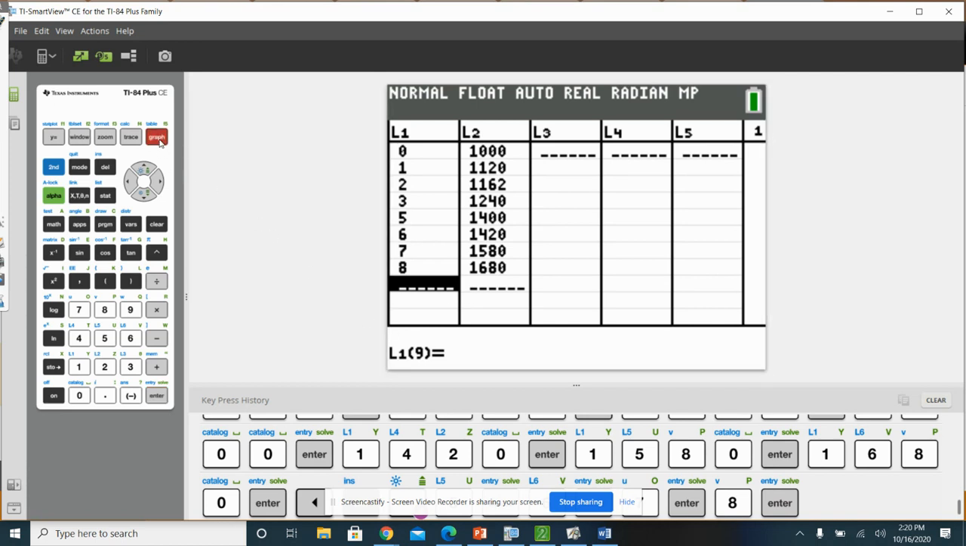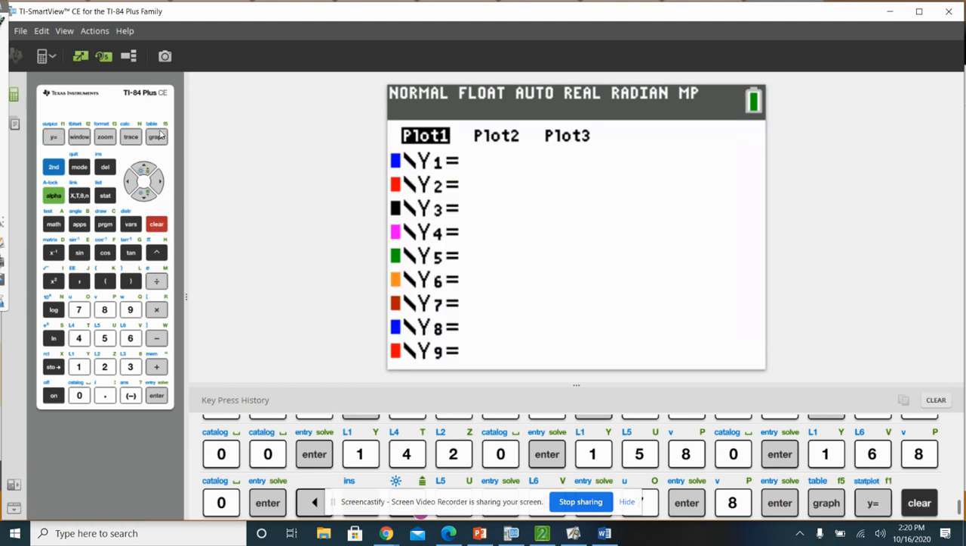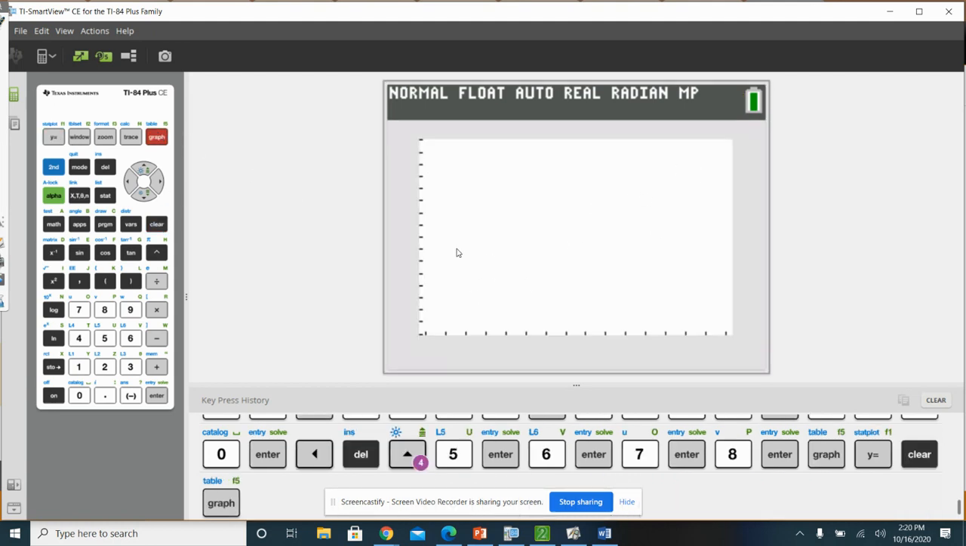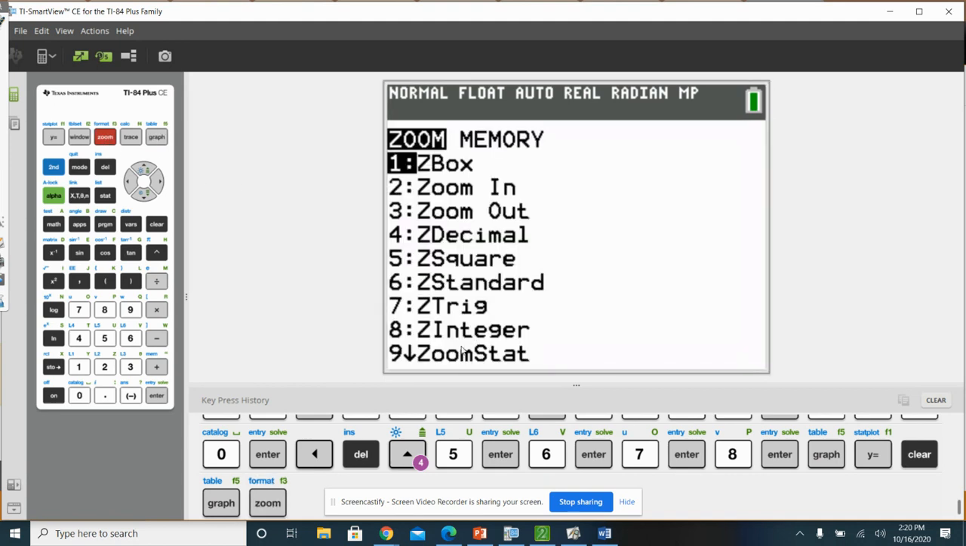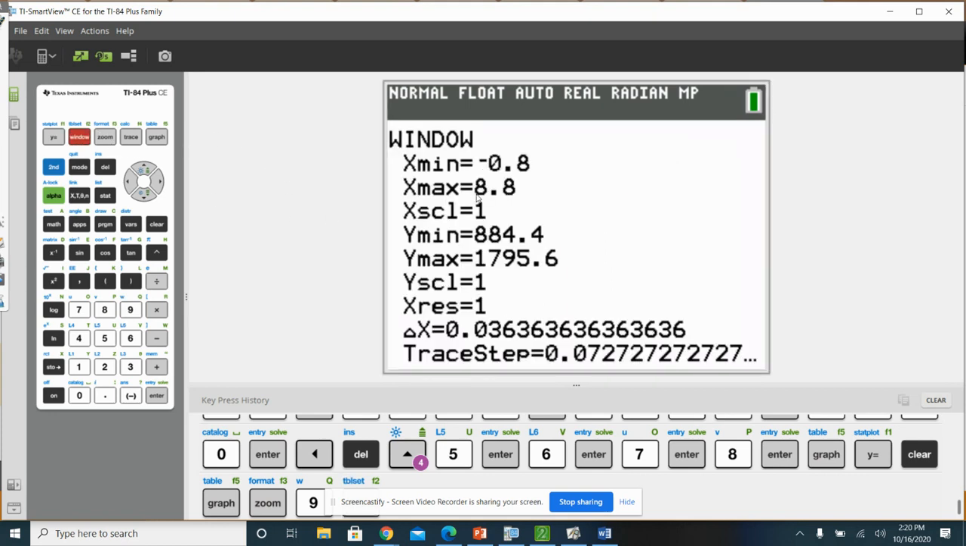Okay, so let's hit graph. And there was that line from last time. I don't need it. Y equals, let's clear that out. Hit graph and, oh no, the dots aren't there. So you go to zoom, you go to stat, which is 9, and there's my dots. Okay, go to the window to see what's happening. I should be able to see the y-intercept if it's there, and they're really up high for the y values.